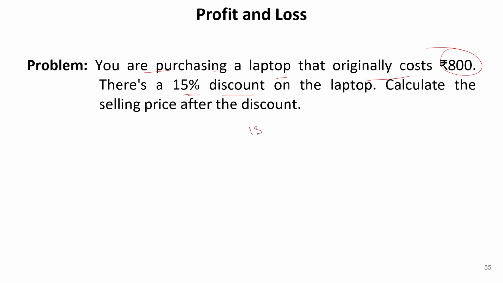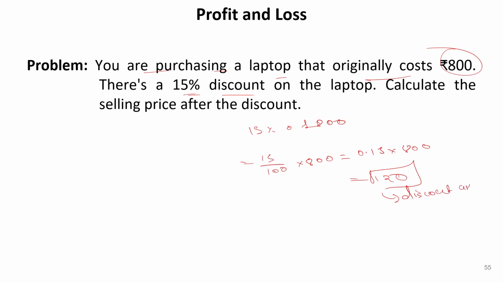So 15% of 800 is equal to what? 15 by 100 into 800. So this is equal to 0.15 into 800. So this will be equal to what? 120. So 120 will be the discount amount. So the final selling price is equal to what? Actual amount, that is 800 minus discount amount 120. So this is equal to 680, right? So 680 is the correct answer.